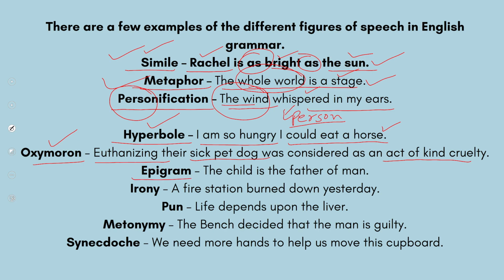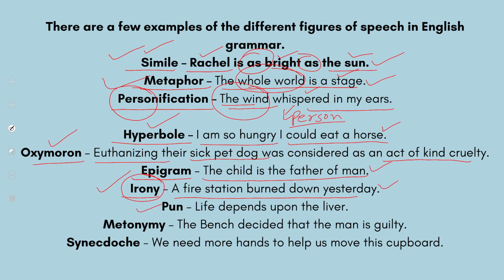We have epigrams like the child is the father of a man. This is an example of an epigram. Irony can also be found in different poems and different texts. This is also a figure of speech. A fire station burned down yesterday. Fire stations are supposed to put out burning buildings or fires. But if the fire station itself is burned down, this is an example of irony. We will say this is ironic.